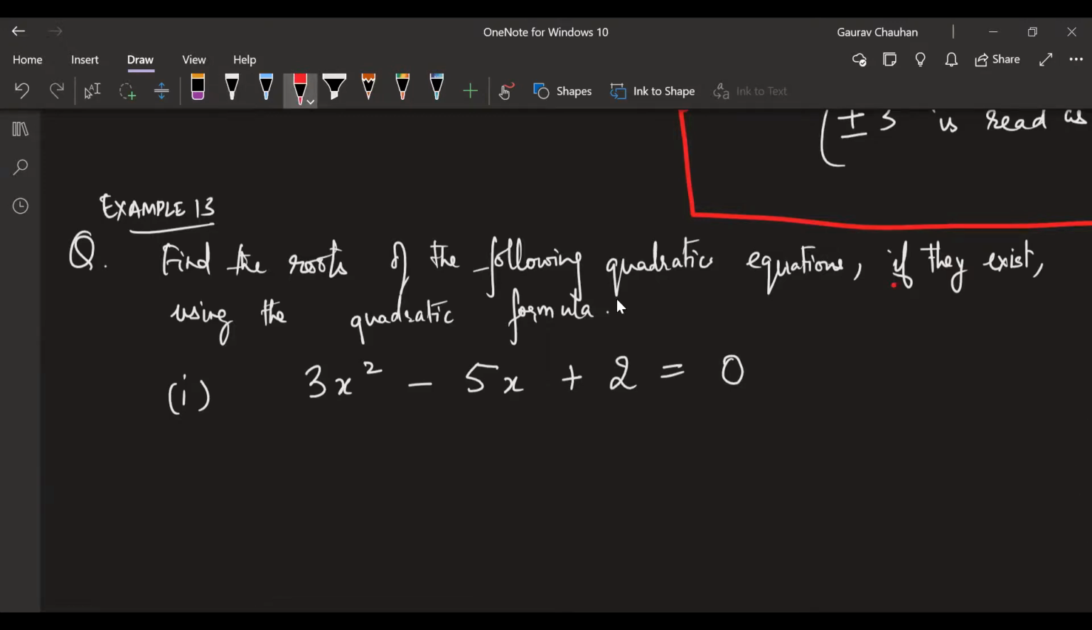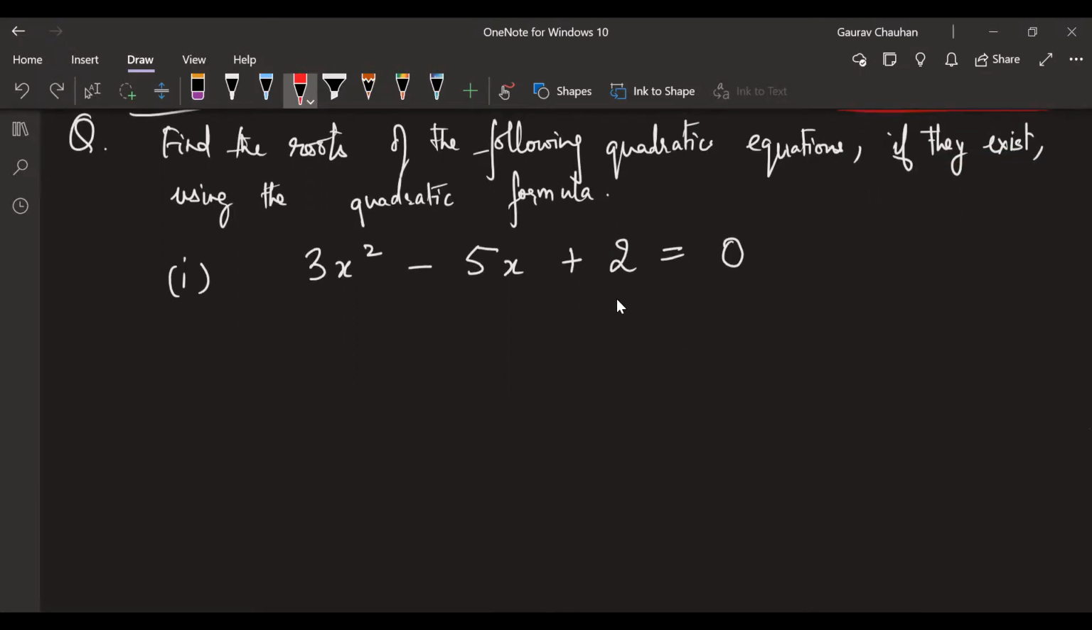Find the roots of the following quadratic equation if they exist. Which means there might be a situation when the roots will not exist, when there will be no real solution actually. There will be imaginary solutions. What I'm talking about, you will understand in some time. But there will be situations when the roots will not exist, and that we will see in one or two of these questions following.